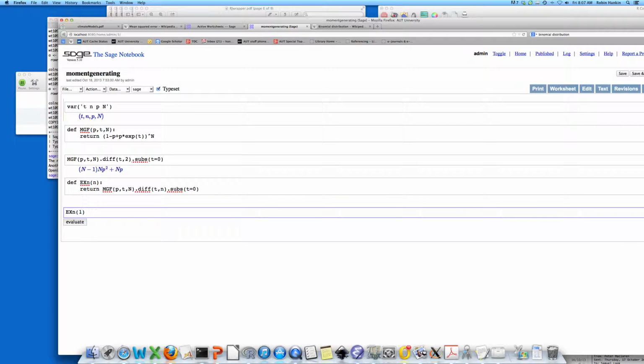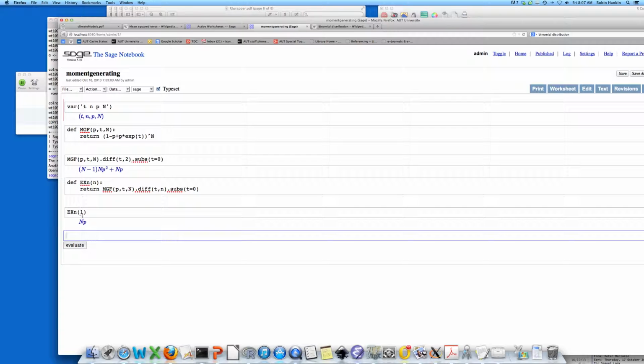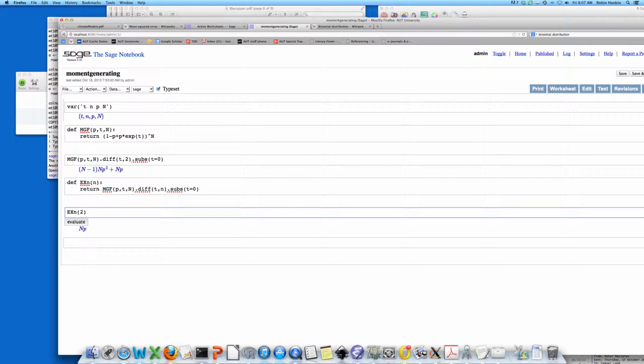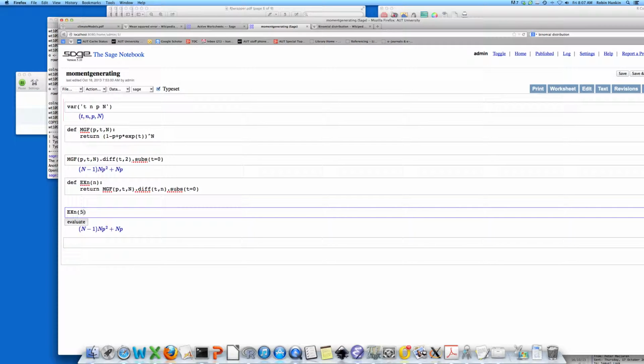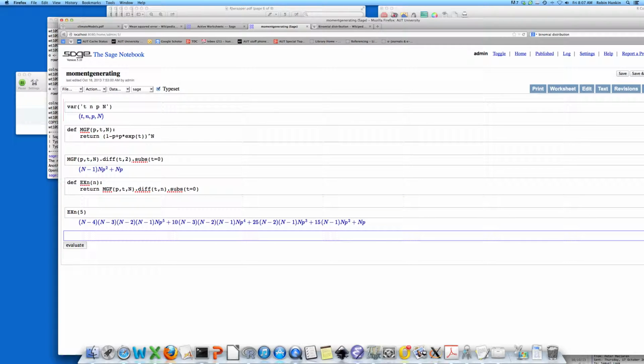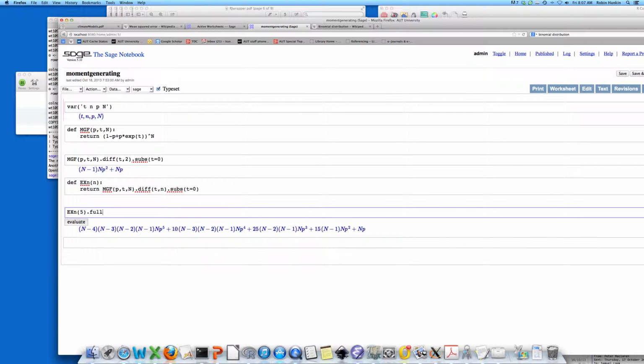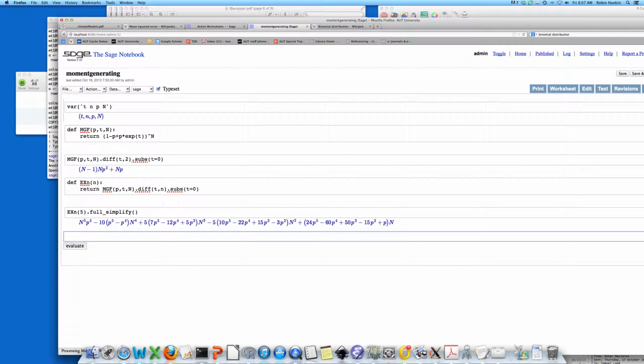Now we can just try that. exn of 1 means the expected value of x to the power 1. Let's try that. np, check. Let's have a look at 2. Well, we did that up here, didn't we? So that checks. But now watch. 5. There you go. It's a mess, but there it is. Actually, I can do a little bit better than that. I can do .full_simplify, which does a bit of algebraic simplification. Oh, well, it hasn't done anything there. Look how complicated this is.